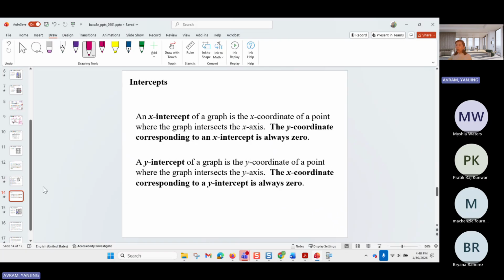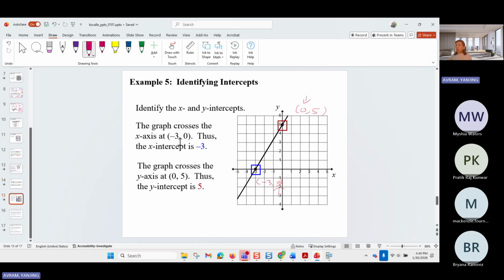All right, so now we're talking about the x and y intercept, which I mentioned a little bit earlier. The x-intercept is where the graph passes the x-axis and y should be 0, right? The y-intercept here is where the graph passes the y-axis and x should be 0, okay? So look at this one right here. This point is called the y-intercept because the graph passes the y-axis, so x is 0, right? So that's 0 and 5. And this point is where the graph passes the x-axis. So x is negative 3, y is 0. So that's called the x-intercept. All right.